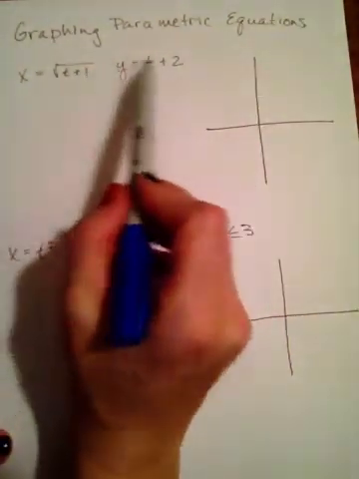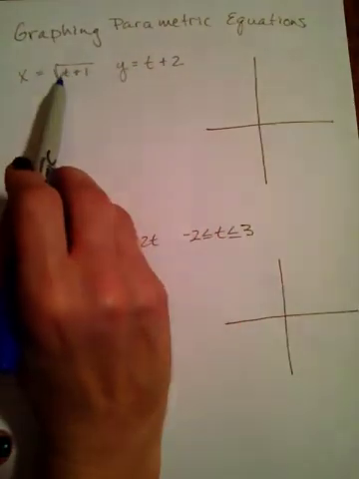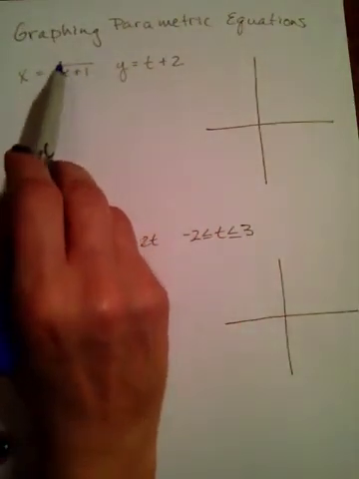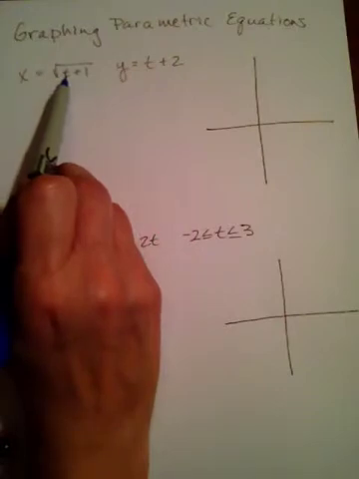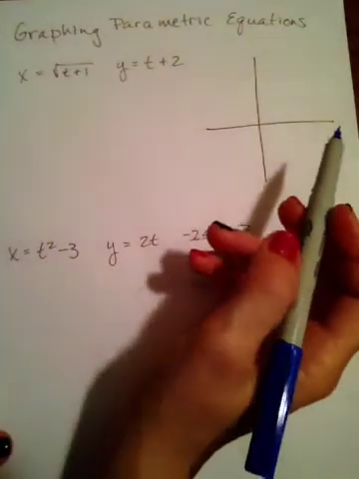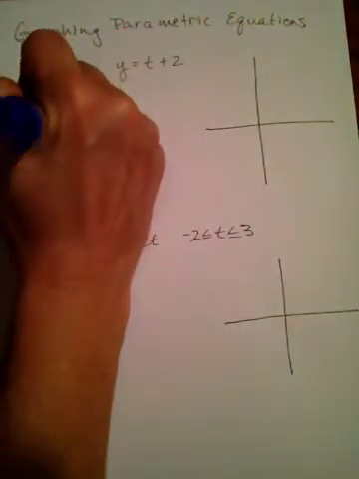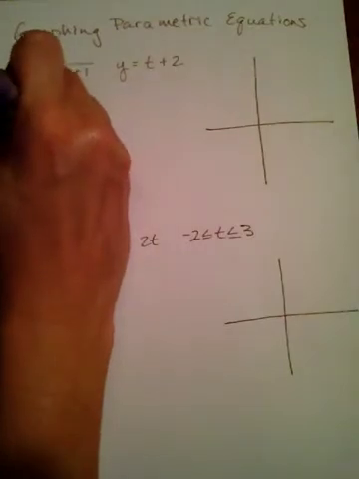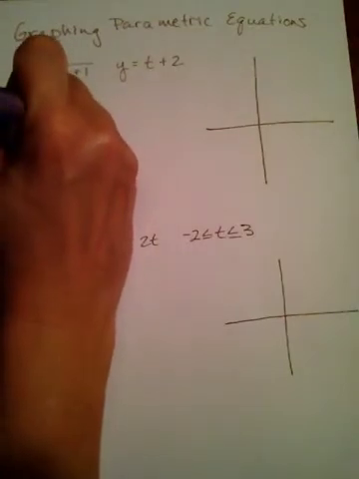So one thing you want to look at is see if you have any restrictions on the t's, and we do. We have a square root. We know we can't have a square root of a negative. So the smallest my t value can actually be is -1. -1 plus 1 is 0. So I'm going to make a chart here. And my first t value I'm going to look at is -1.